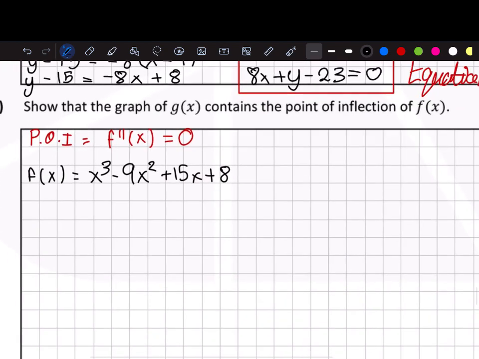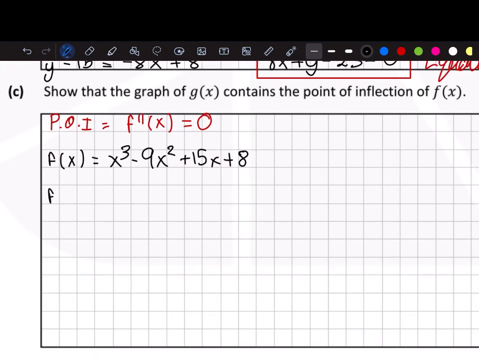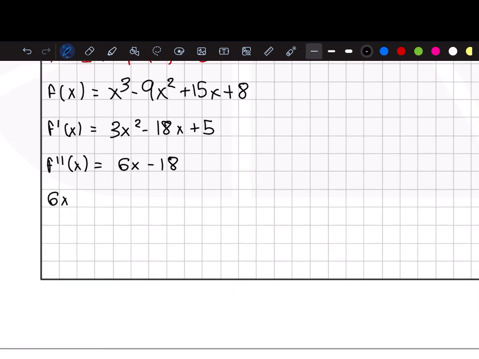So if I find the derivative of this, as I've done before, we do f prime of x is equal to 3x squared minus 18x plus 15. And if I find the derivative of that, I get f double prime of x, which is equal to 6x minus 18. I now solve this where it's equal to 0. 6x minus 18 equals 0. So 6x is equal to 18. So x is equal to 3.